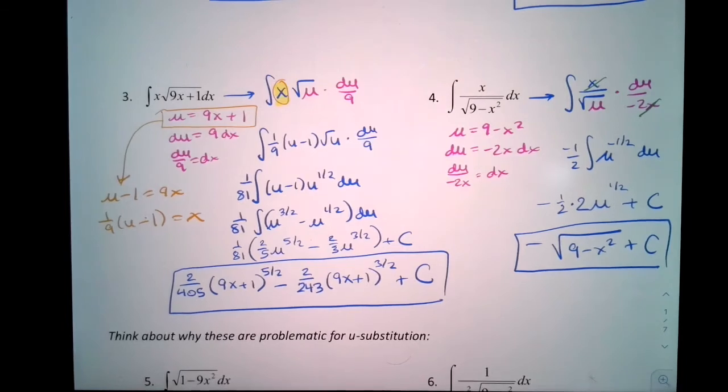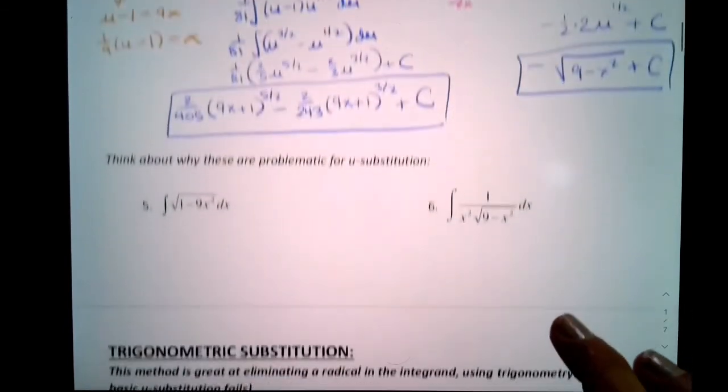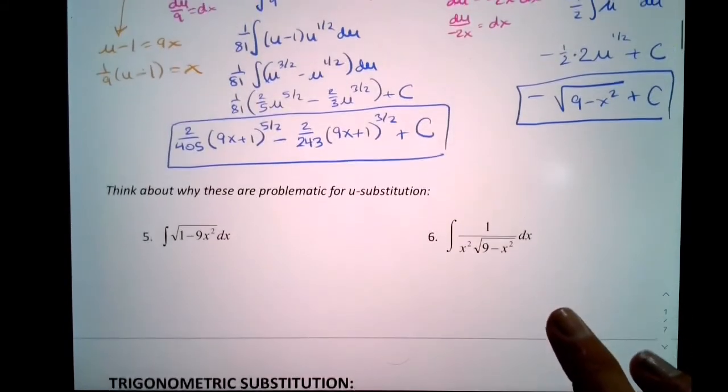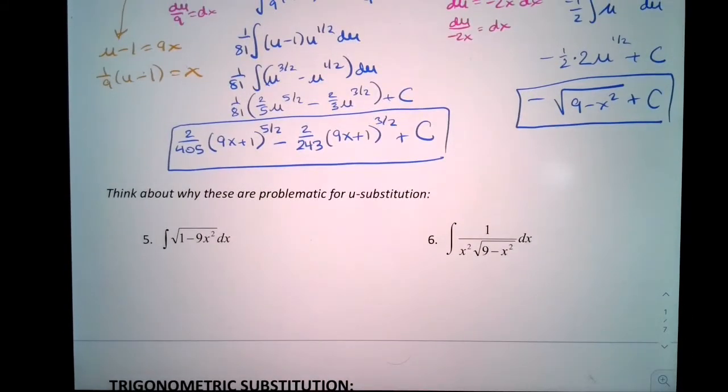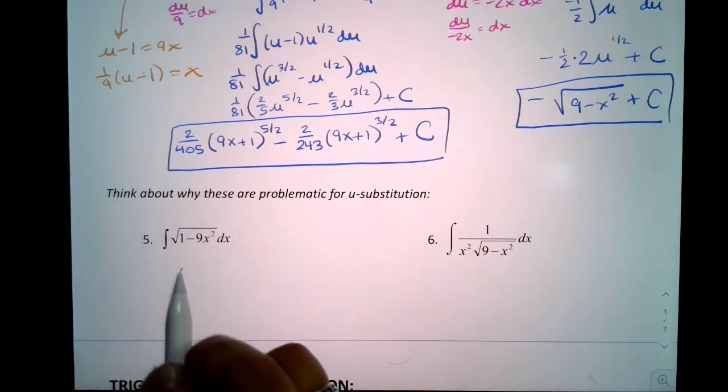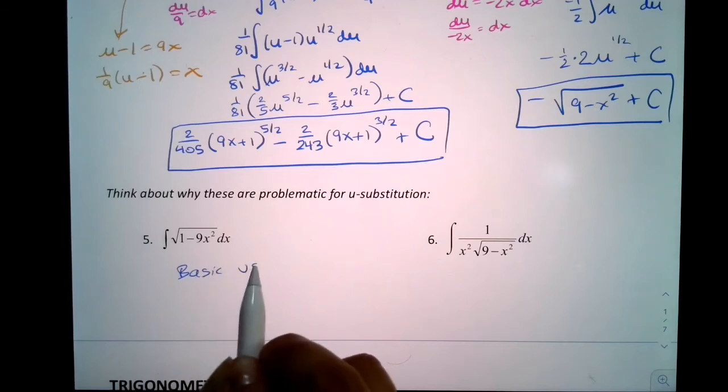Now, what we're going to work on in this particular section of our new method, what other things do I need to work on that I don't have the skills yet to do? And that would be 5 and 6. These two integrals are not great because I can't do a basic u substitution here. This is going to fail.